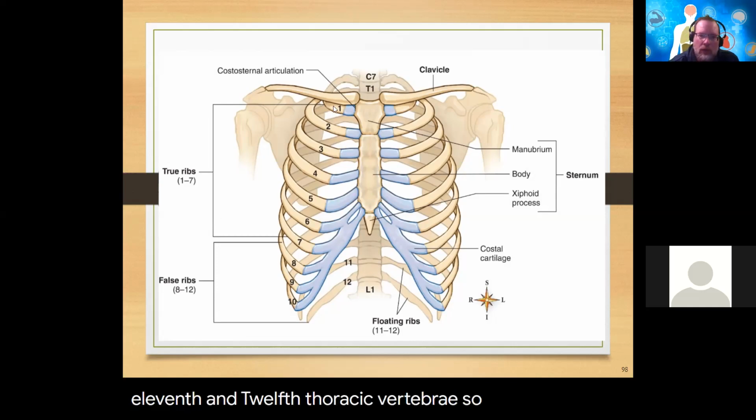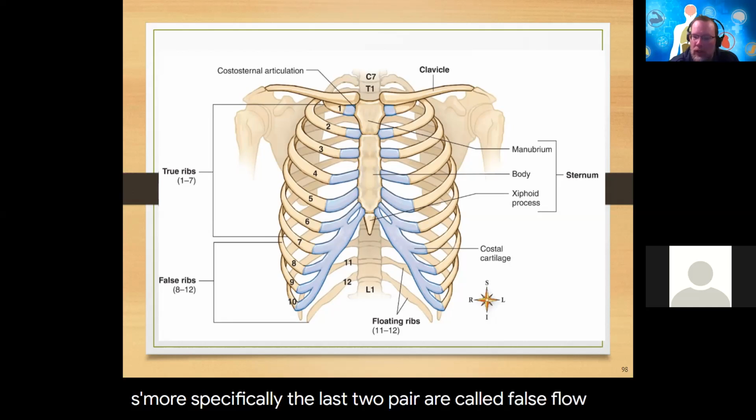So know those numbers. Know the number of cervical, thoracic, and lumbar vertebrae. Know the number of total ribs, so 24 total, 2 pairs of 12, and then know that the first 7 pair are called true ribs, and the last 8 through 12, the last 5 pair are called false ribs, and even more specifically, the last 2 pair are called false floating ribs.